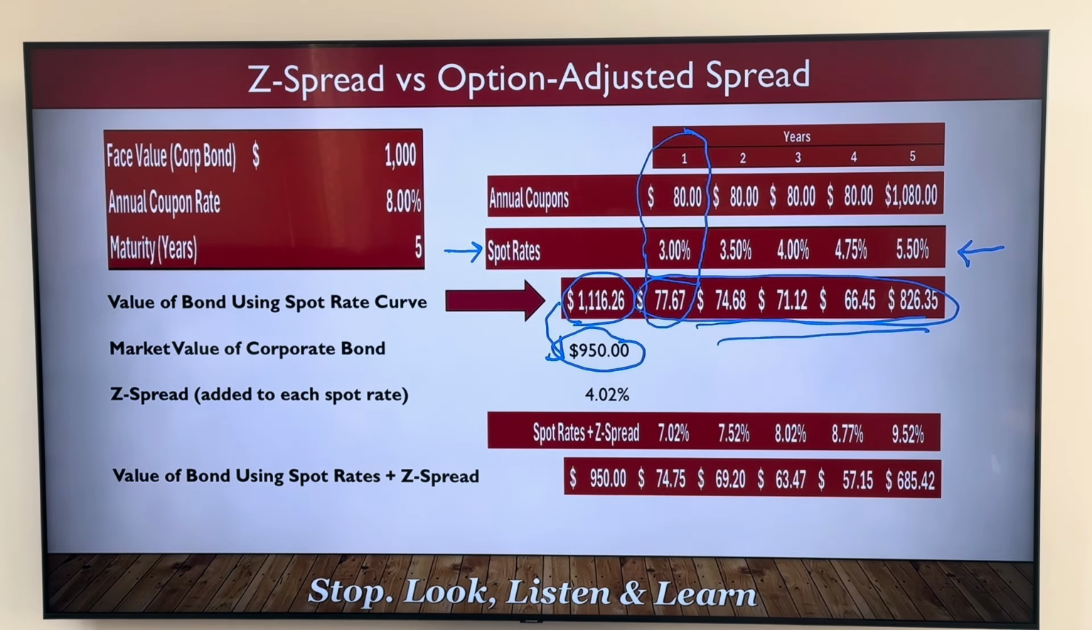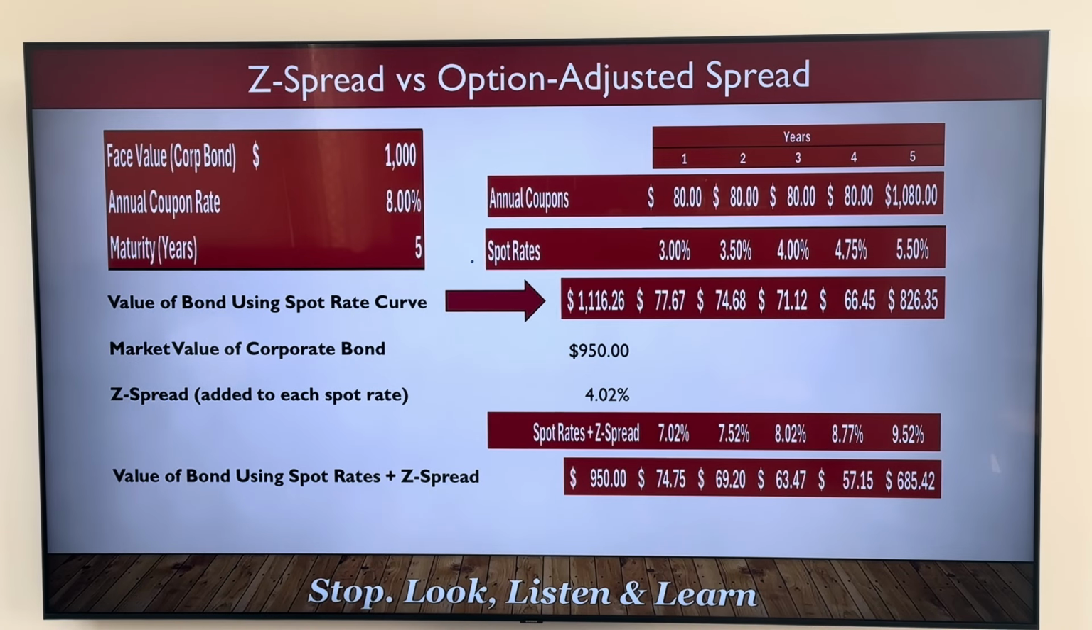So in order to address that issue, first we need to recall that there's an inverse relationship between the level of interest rates and the value of a bond. So if we are getting a value utilizing the spot rate curve that is greater than the market value of the bond, what that means is that we need to increase the discount rates. So for example, the 1 year spot rate of 3% needs to be increased.